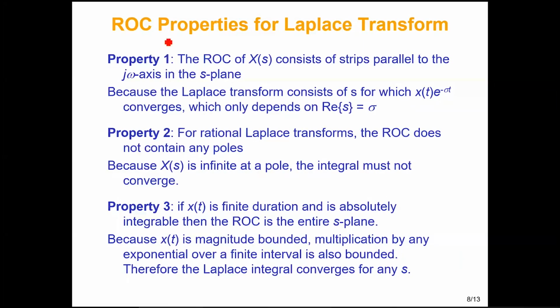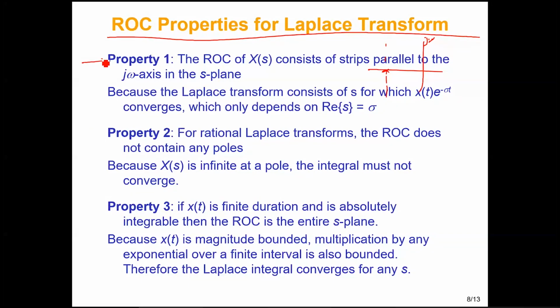The region of convergence properties, we have already seen. First of all, it consists of stripes parallel to the j omega axis. So the region of convergence that you get is going to be parallel to your j omega axis, either this way or this way, but the boundary is always parallel to the j omega axis.